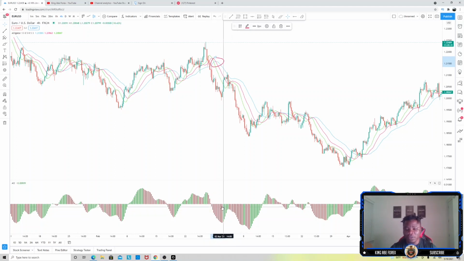Like I said earlier, it doesn't matter if you see green in between red, as long as this histogram or bars, whatever you want to call it, is below the zero line, then you're absolutely good to go.